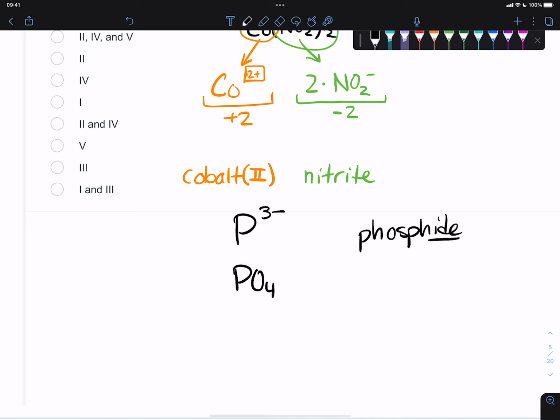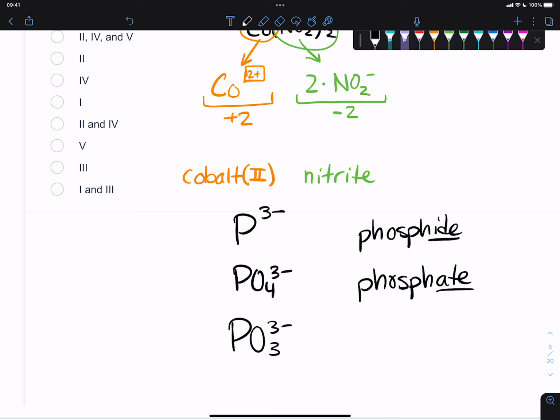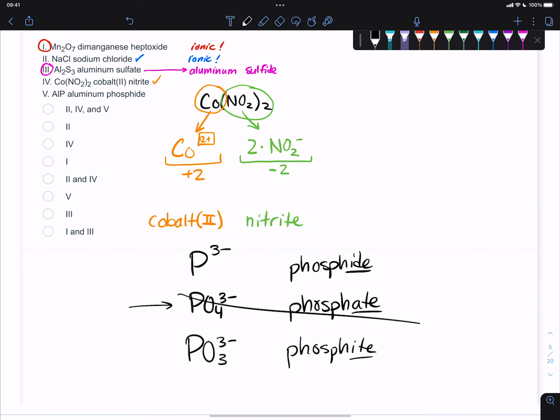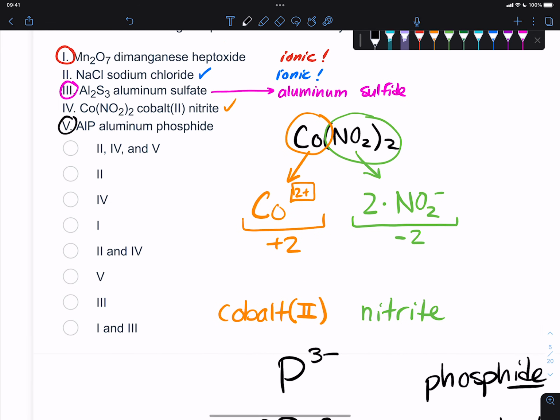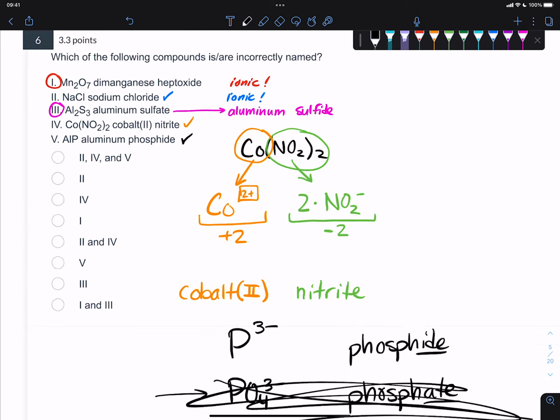If it were PO4 3 minus, that would be phosphate. Notice that "ate" ending gives you a clue that there's some oxygens in there. And if it were PO3 3 minus, we lost an oxygen from this normal "ate" ending, so it's not phosphate, it'd be phosphite. But it's neither of those. It is actually just a phosphide, so it is aluminum phosphide, so that is correct, which means it should not be chosen. So your answer, since it's asking which ones are incorrectly named, is just 1 and 3. 1 and 3 are wrong, the others are right.